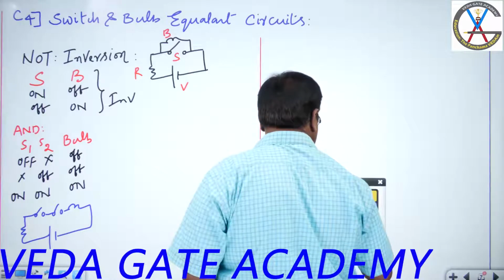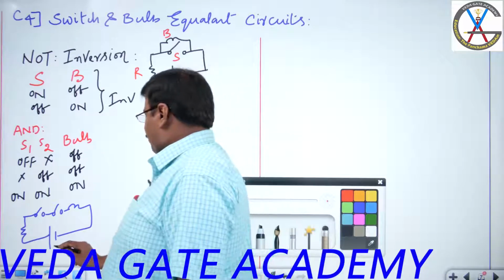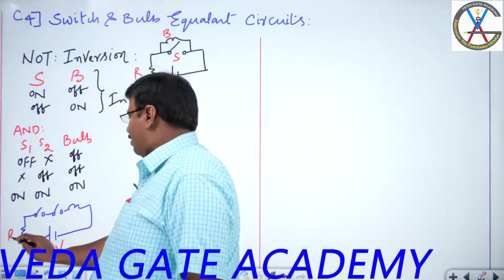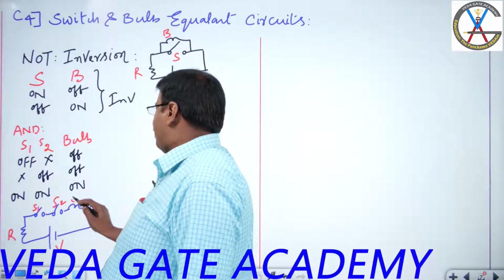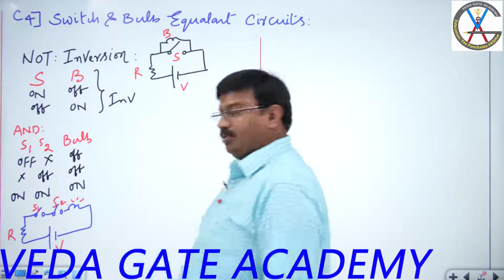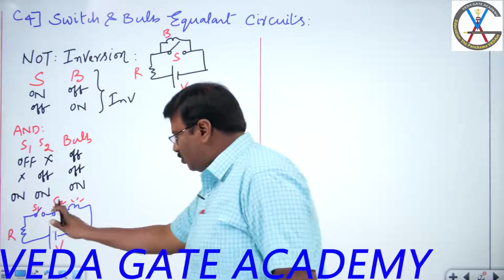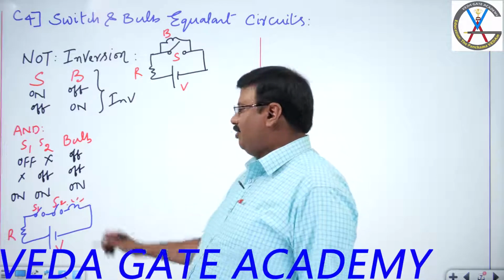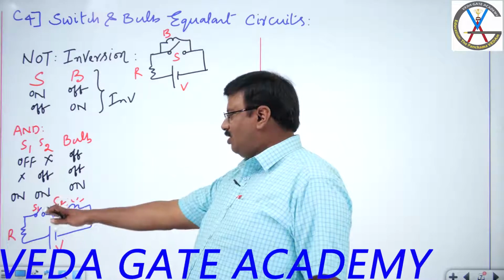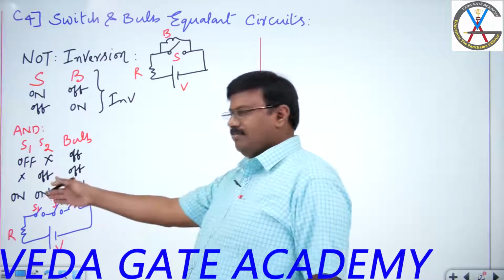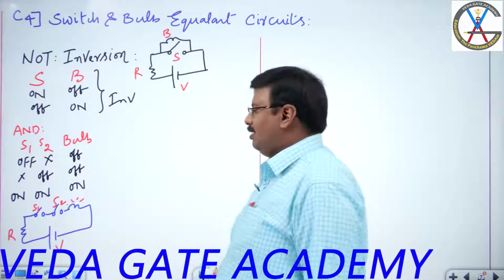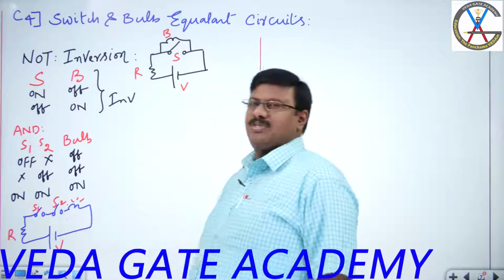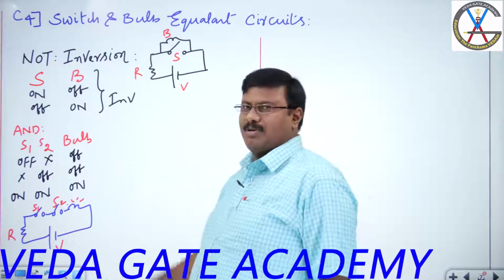So we have switch 1, switch 2, bulb. Only when these two are closed, the bulb will be on. If any one is off, power will not go. It has a break for the power to go, right? So, series of switches represents the AND operation.